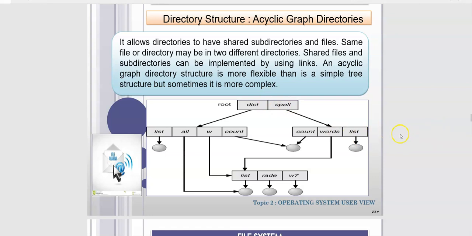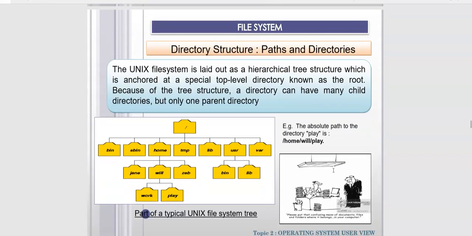Tapi dia boleh jadi complex bila mana you create, for example, in spell, you have 10 folders. Dalam 10 folder ni, you ada another 5 folders. And then kat sini dah ada, you ada 20 folders. And then you share the file. So, it will become more complex. Okay? The next one is path and directory.